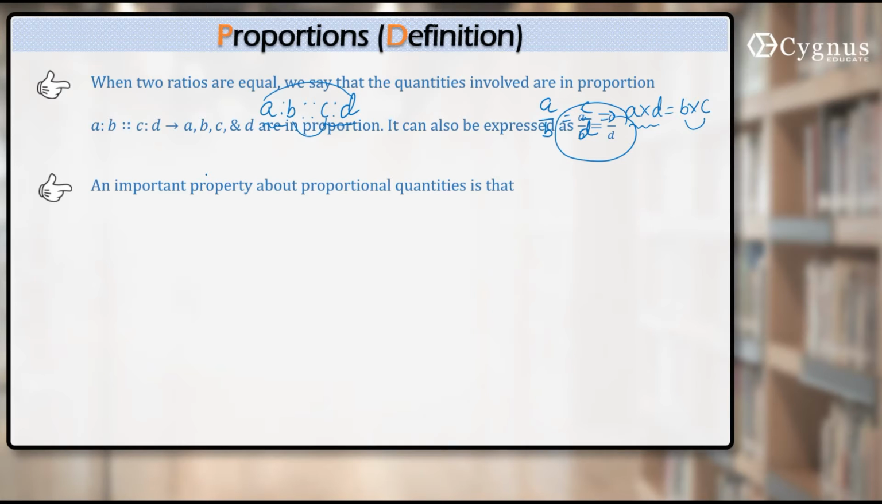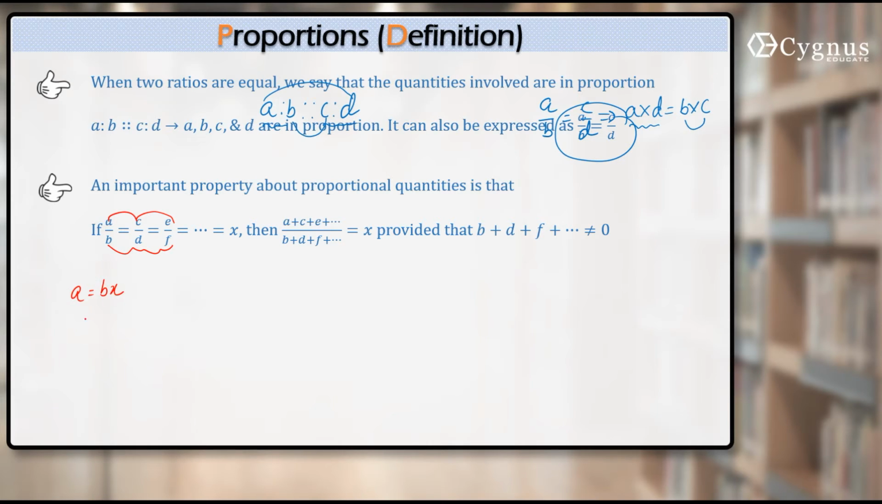And there's another important property of proportion. If many ratios are given equal, let's say A by B is equal to C by D is equal to E by F, all of them are given equal, then find the value of A plus C plus E, that means the sum of the numerators by the sum of the denominators. How do we prove it? The method was to take it equal to x. Now, when a by b is equal to x, a becomes Bx. Similarly, when c by d is equal to x, c is equal to Dx. Similarly, e will become equal to Fx.